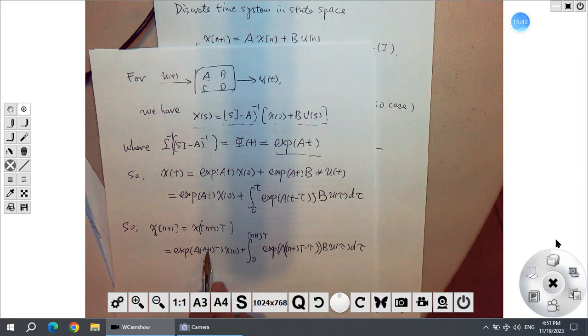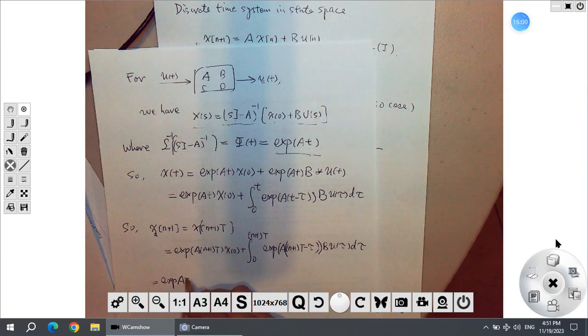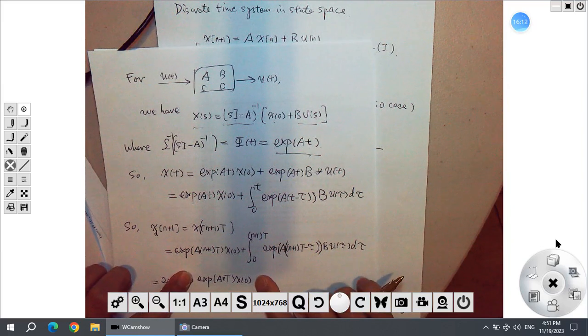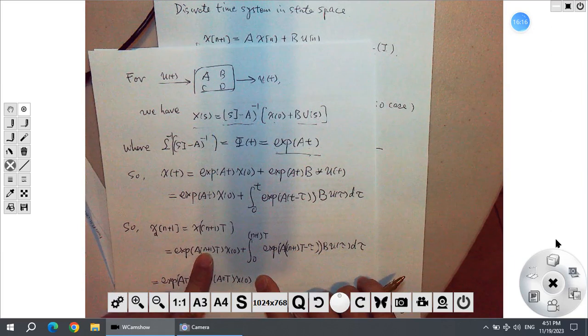So I can move this outside, right? This is A nT plus AT. And in the exponential power, the summation actually is a multiplication, right? So this is e to the power of AT times e to the power of A nT, then times x(0), right? So this will be part of the x_d(n), right? Okay, I move this outside.